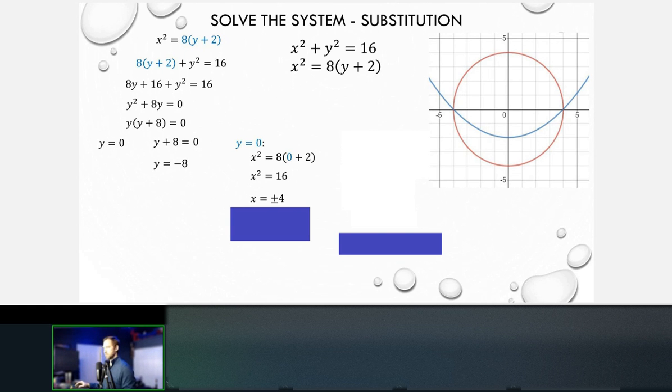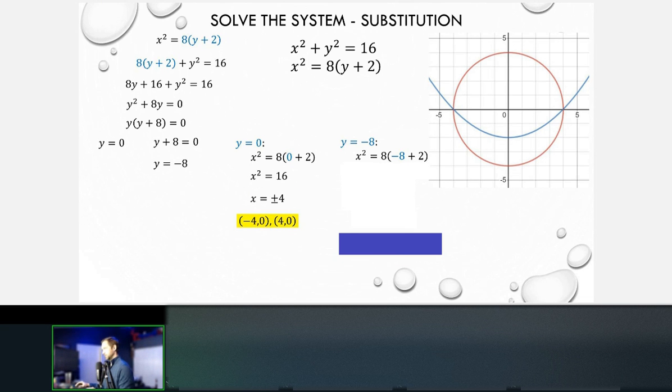So that means our two solutions, when y is 0, we have two x values, one at 4 and one at -4. So our two ordered pairs are just those. And these two coordinates match up to the graph. So these are correct. Now let's see the work for when y is -8.